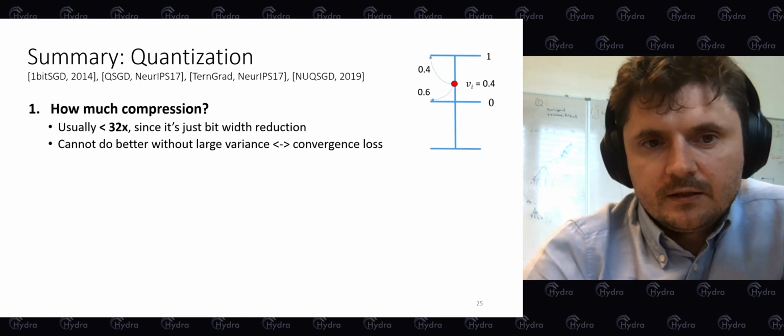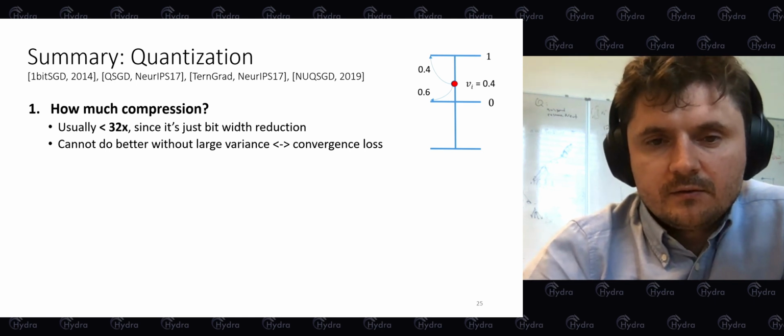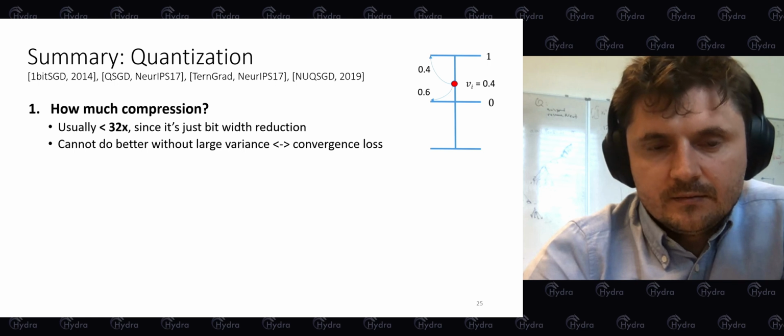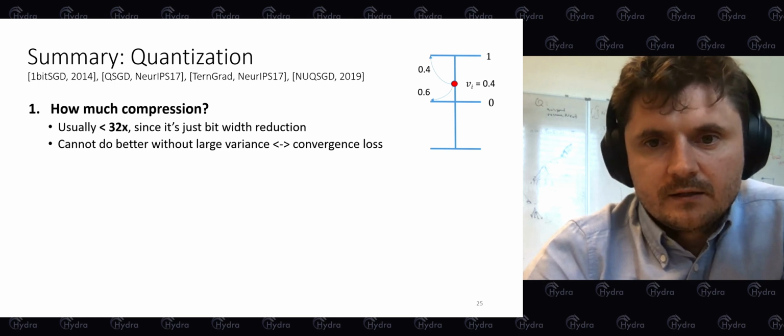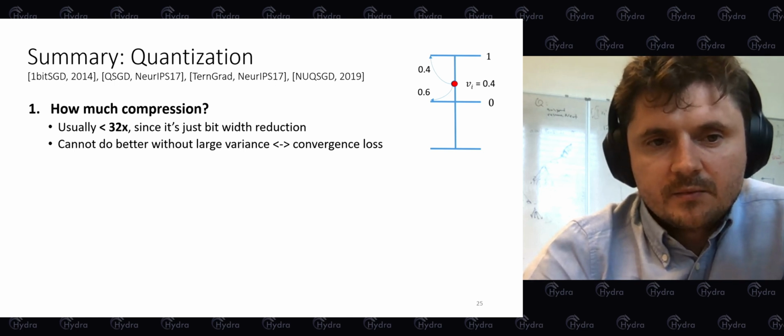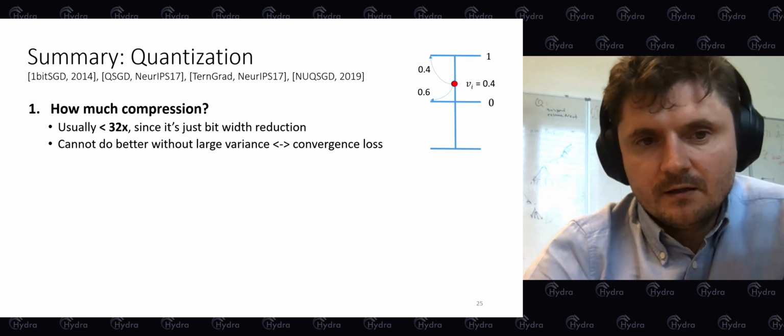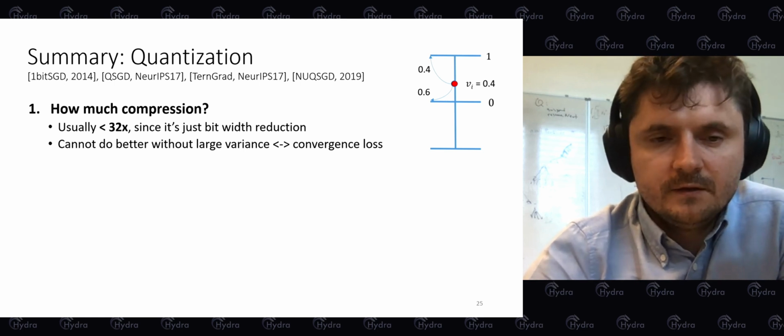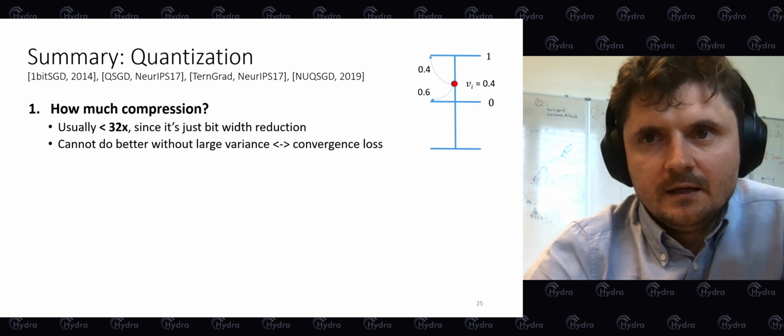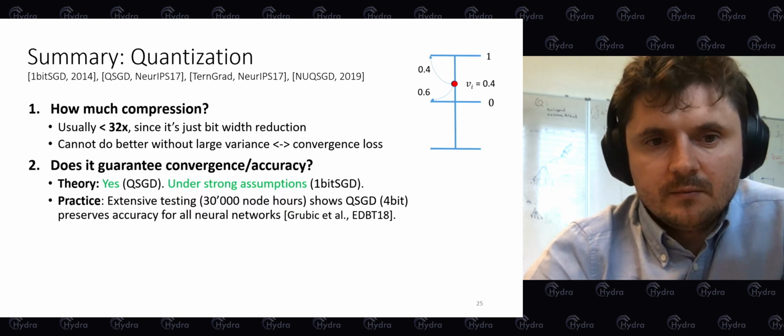Unfortunately, it doesn't seem like you can do much better than this without incurring a large amount of variance. So basically your maximum compression is about 32x. If that's enough for you, then good. If it's not enough, then you need to look at some more fine-grained methods.